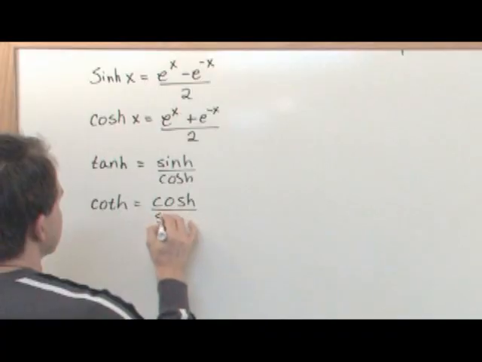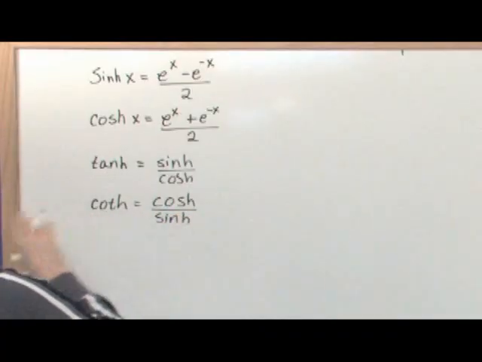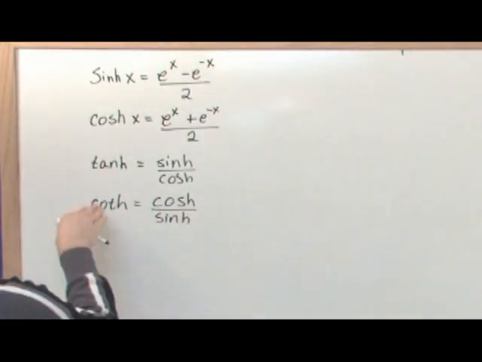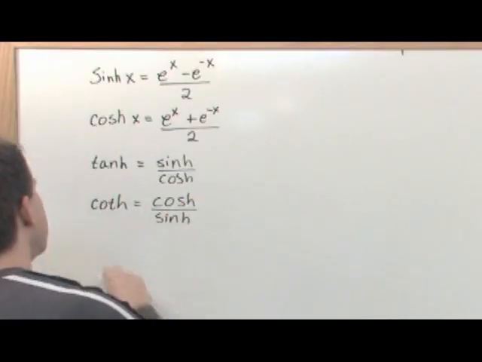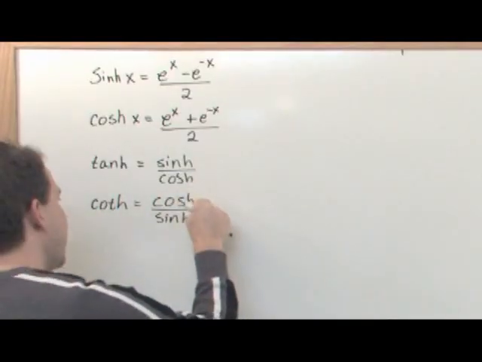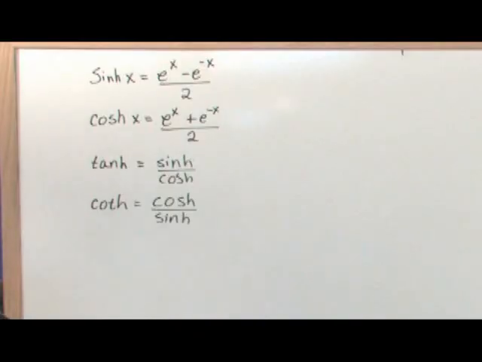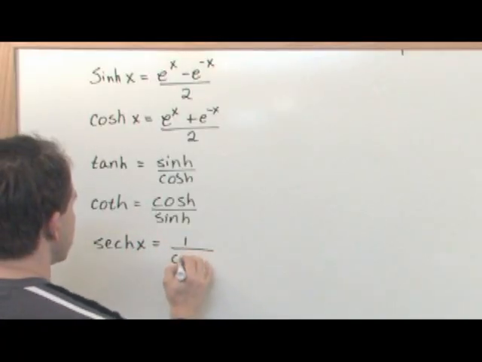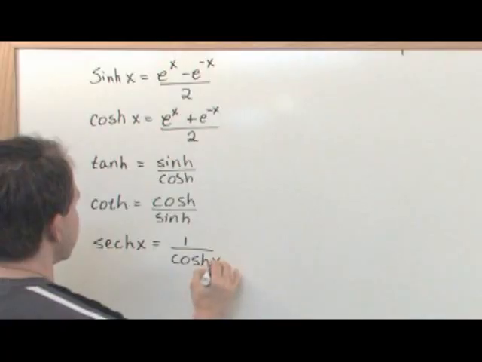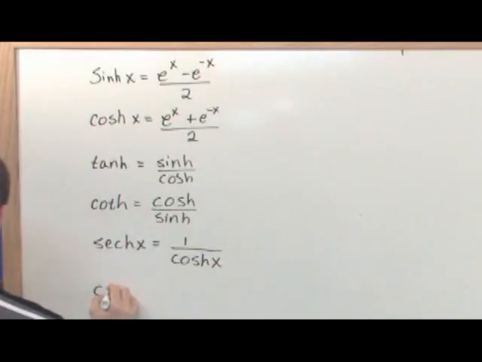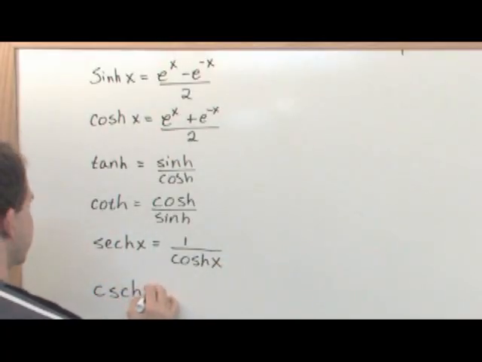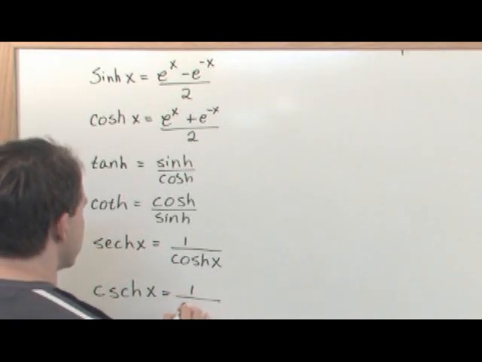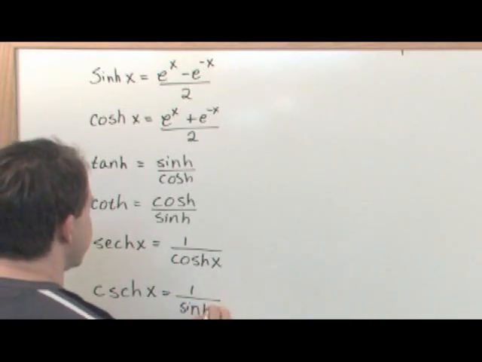Whereas in the regular trigonometric functions, cotangent was cosine over sine, hyperbolic cotangent is hyperbolic cosine over hyperbolic sine. And then the other ones fall out the same way. The hyperbolic secant is equal to 1 over the hyperbolic cosine, and the hyperbolic cosecant is 1 over the hyperbolic sine.